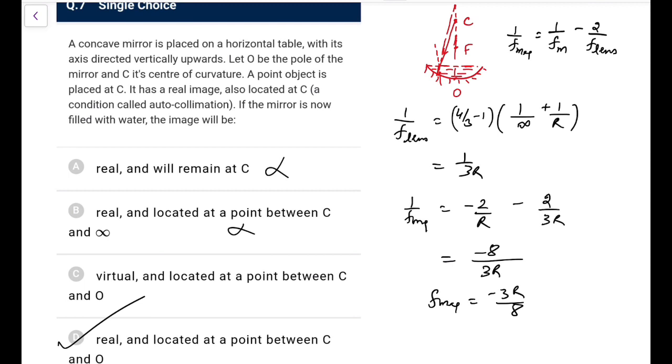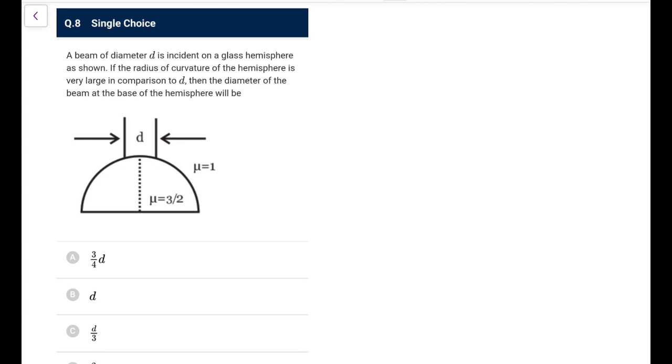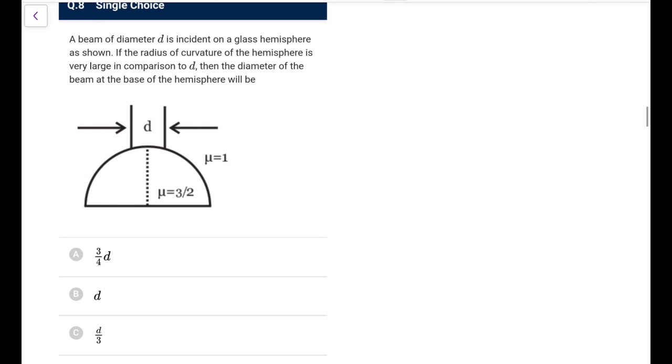So that would be option D. That is what we are going to write. That's a better way to deal with it. You can also deal with it by ray diagram, whatever you feel. Next, this question, I think this is a question asked in IIT.